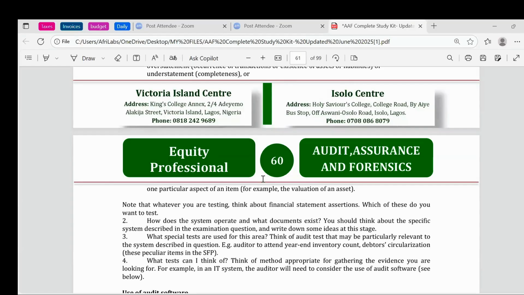Are you with me? Then when you are checking for inventory, ensure that all inventory changes, obsolescence, damage, wear and tear on inventory have been properly captured.